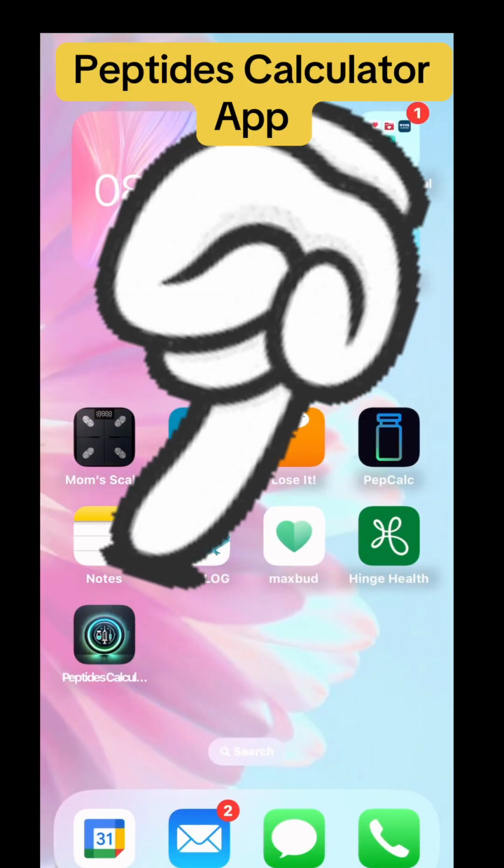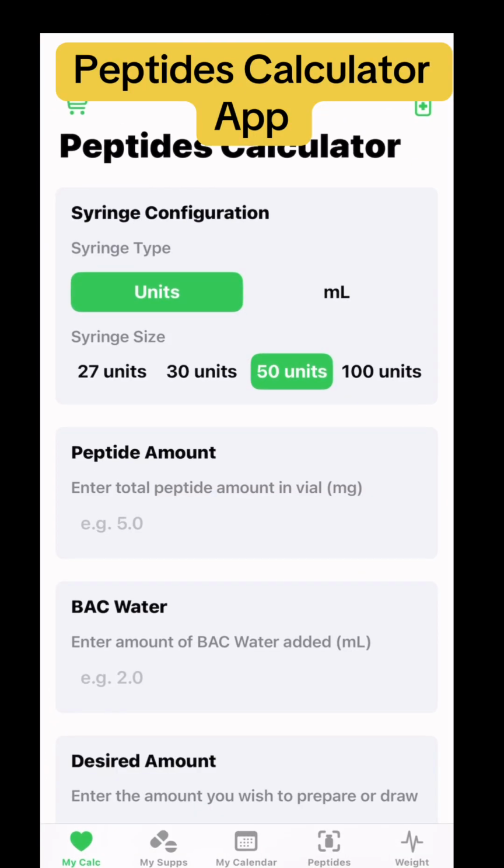I'm going to share a couple of them that I have used or that I think work, especially when you're starting out. You use the peptide calculator to determine how much backwater goes in there, and then that will tell you how many units you're going to inject when you use your peptide. The first one that I'm going to show you is called Peptides Calculator.